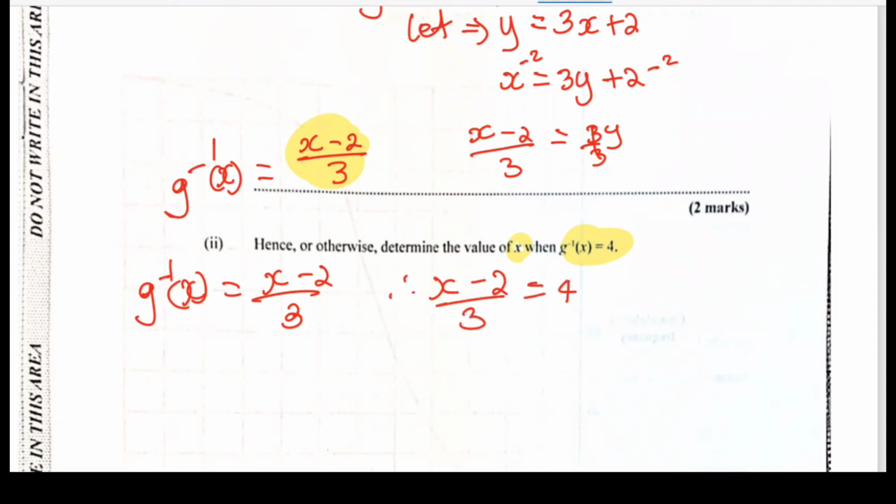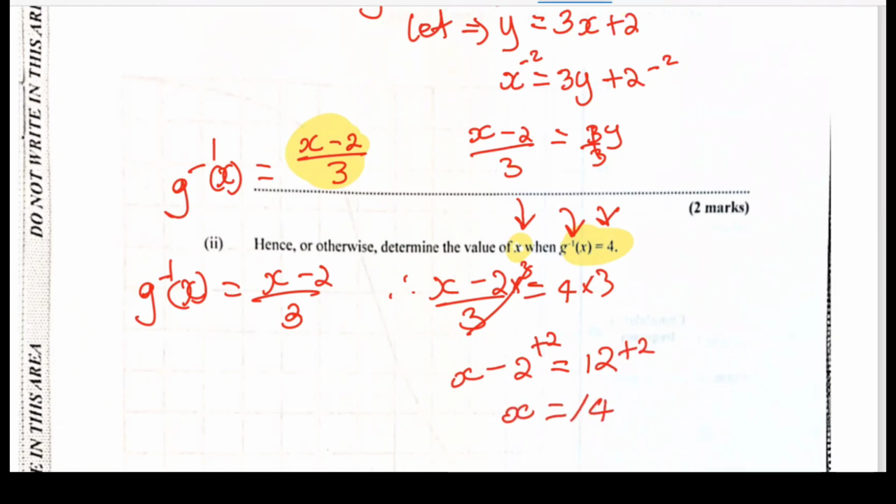They're saying to us, find the value of x when this is equal to 4. So let it equal 4, then solve for x. Multiply everything by 3 to get rid of the denominator here. x minus 2 is equal to 12. Then you add 2 to both sides, and x is equal to 14. So right there you see x is equal to 14. And you're done.